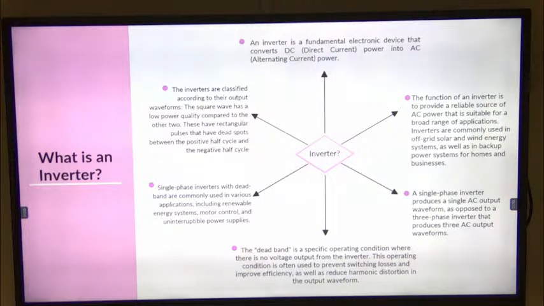They are classified by their waveforms. Square waves have low quality power compared to the other two. These have rectangular pulses that have dead spots between the positive half and negative half of the duty cycle.